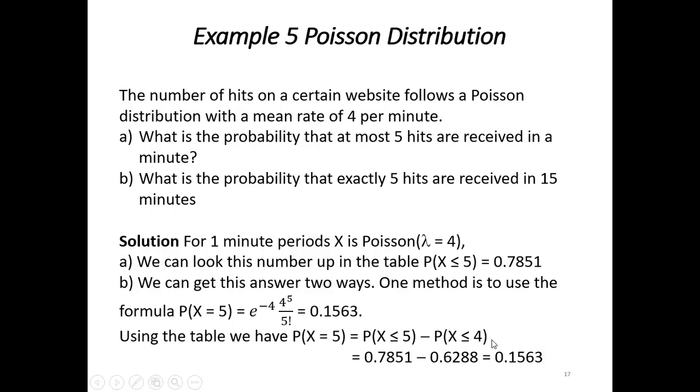So we could solve this problem using the table, but now we have to remember the table gives you cumulative values. So we break this up to find the probability x is equal to 5. We look at the probability x is less than or equal to 5 minus the probability x is less than or equal to 4. We look up these values in the table.